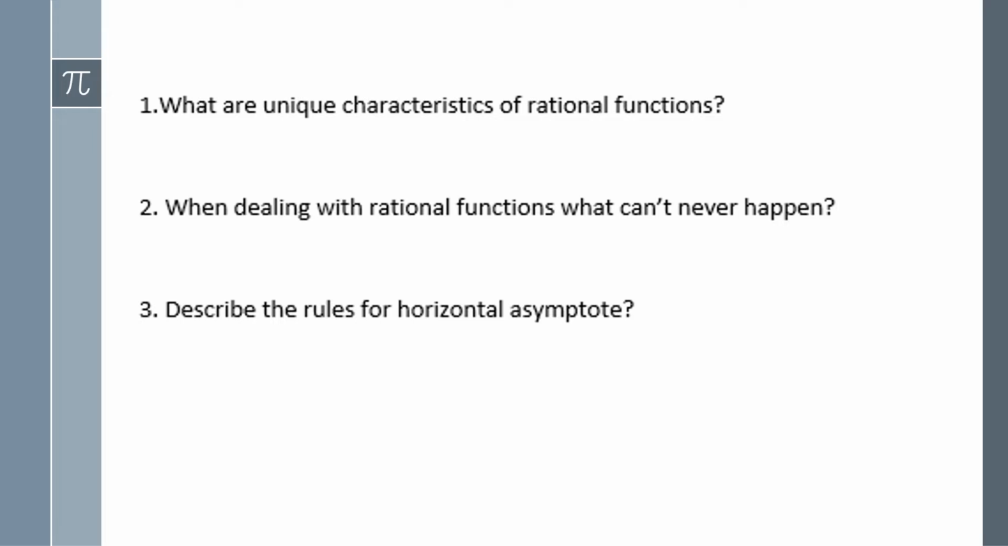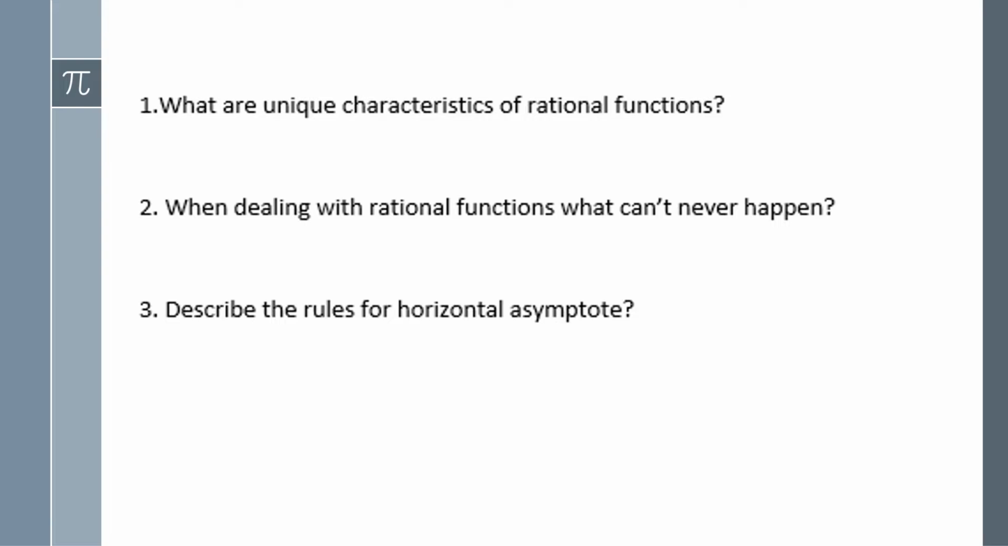Question one. You should be able to know these kinds of questions off the bat. Most likely, I probably wouldn't put those on the test, but probably I would. I would put at least one or two of them. I won't put all three. All right.